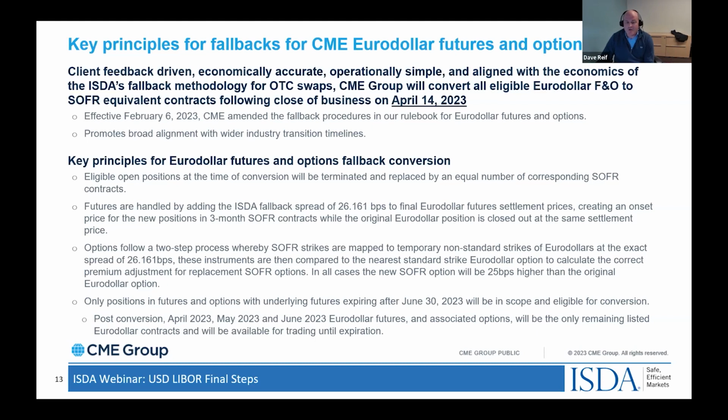These strikes are then going to be compared to the nearest standard Eurodollar option strike, which is in all cases 1.161 basis points away. And we're going to calculate the correct premium adjustment for the replacement SOFR options. But a real simple, easy thing to remember is that in all cases, the Eurodollar strikes will be mapped to a SOFR option strike exactly 25 basis points higher, after everything's happening in the background underneath the hood for that transition, but everything will be done at 25 basis points higher.